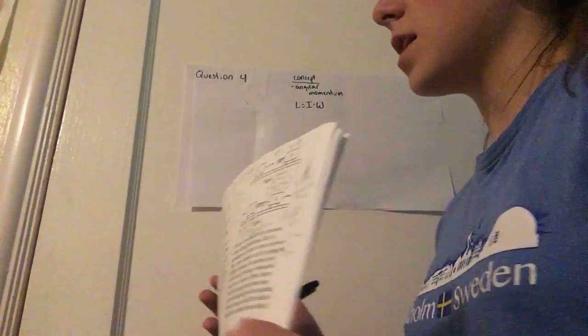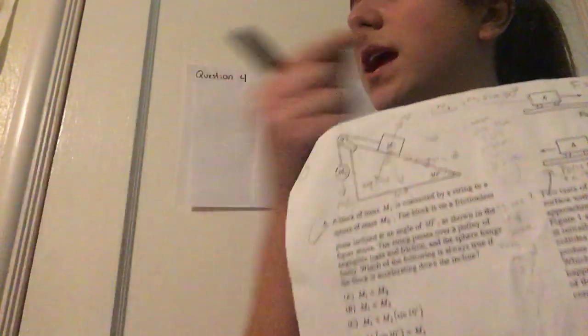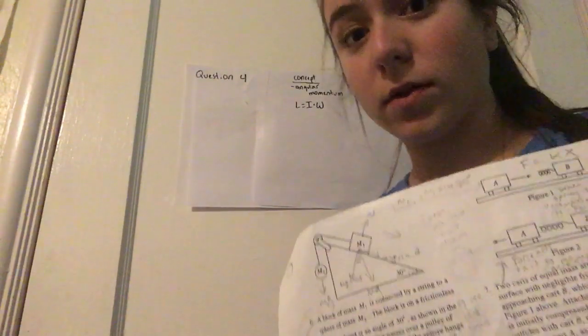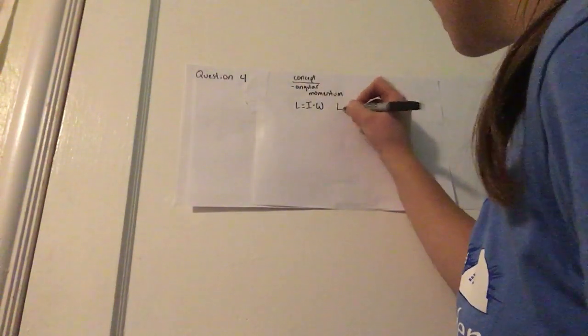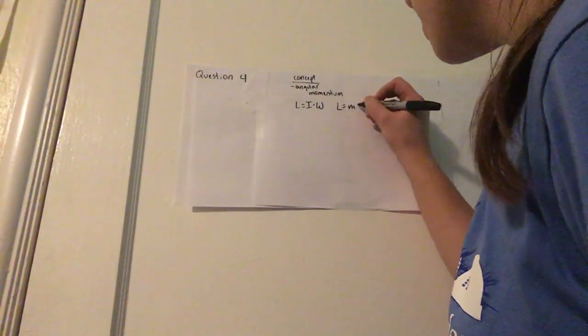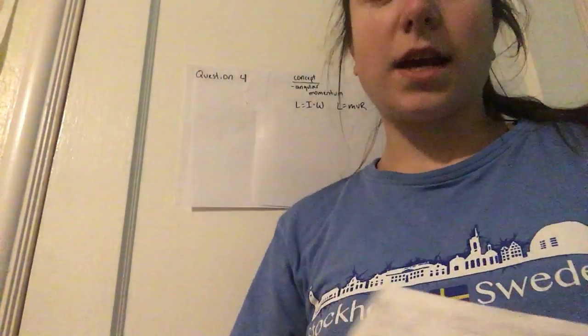And the other type of angular momentum is when an object is rotating around something else. So an example of that is, say, the Earth rotating around the Sun. So that is angular momentum equals mv times r, mass times velocity times radius.